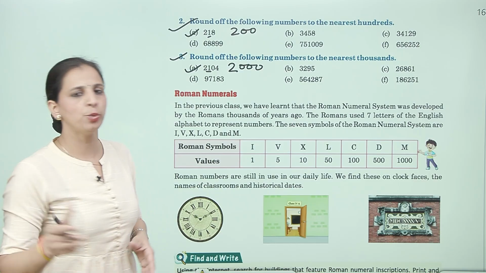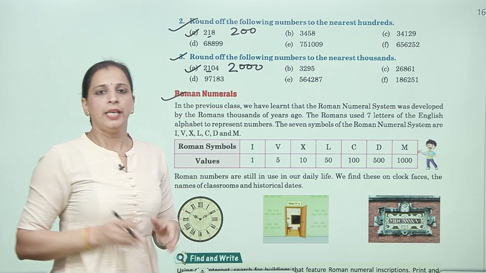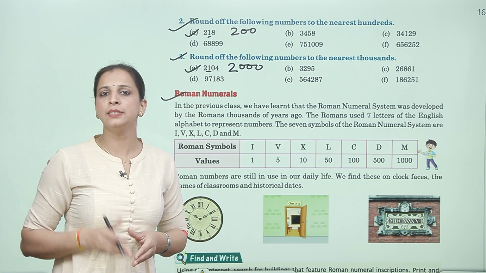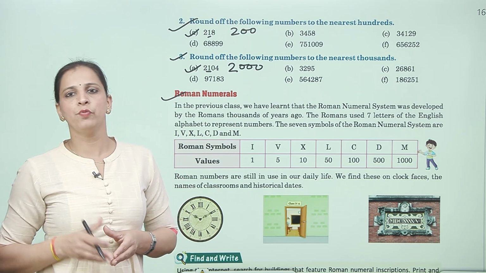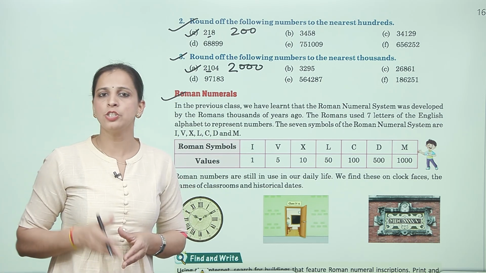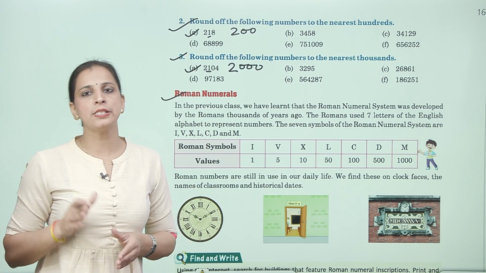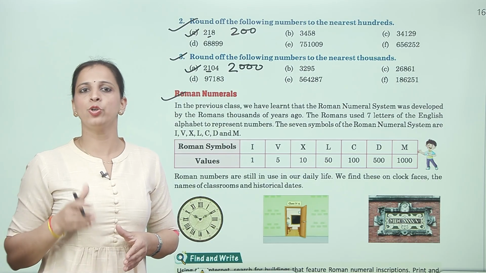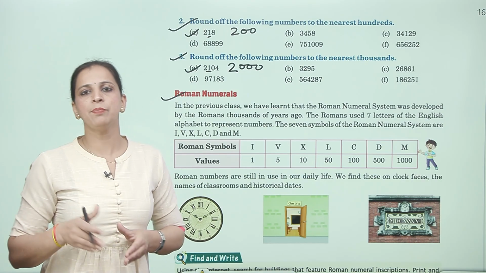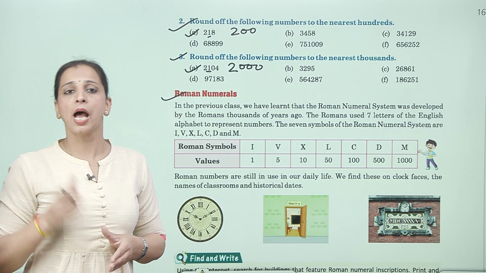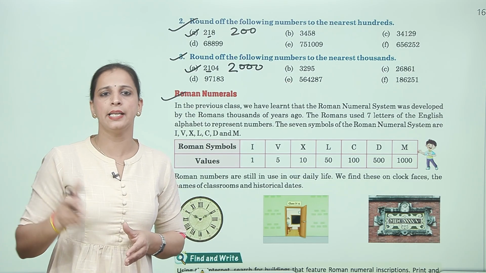Now next is Roman numerals. In the previous class, we have learned that the Roman numeral system was developed by the Romans thousands of years ago. The Romans used 7 letters of the English alphabet to represent numbers. The 7 symbols of the Roman numeral system are I, V, X, L, C, D and M.